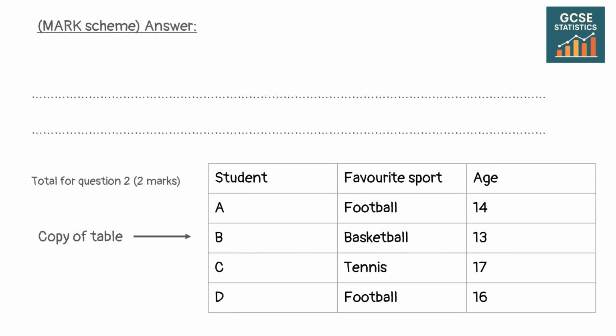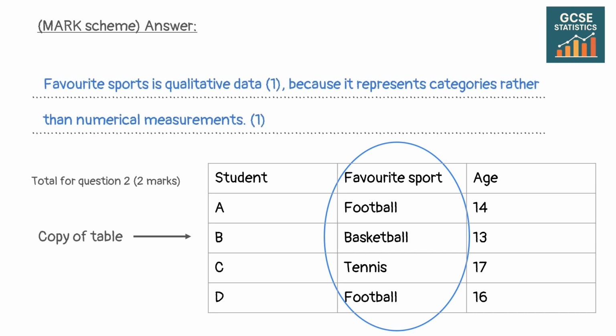I have copied the table over here so we can look at it in more detail. The column, favorite sports, as shown here, contains football, basketball, and tennis as the sports. We know that these are not numbers, so we can say that because they are categories, which will earn you a mark, this is in fact qualitative data, and that gives you the 2 marks.